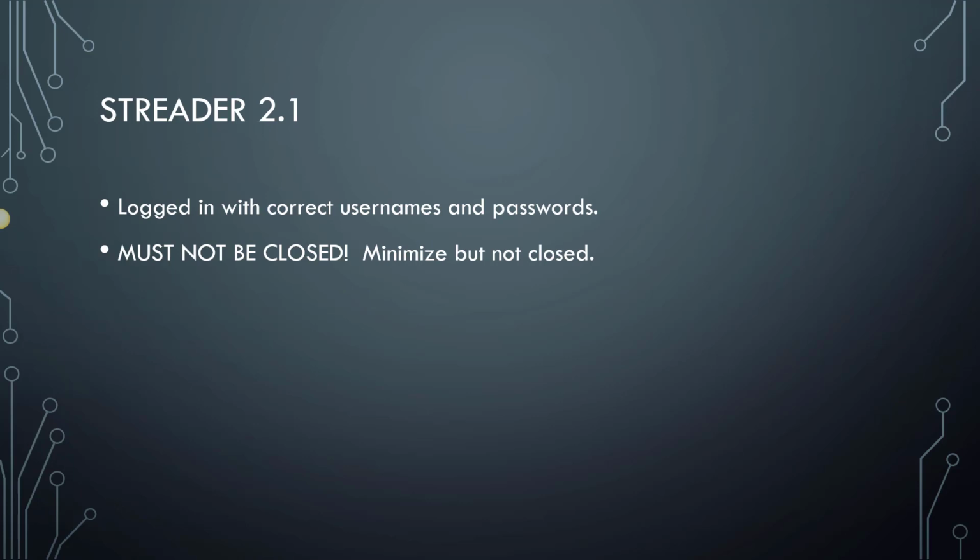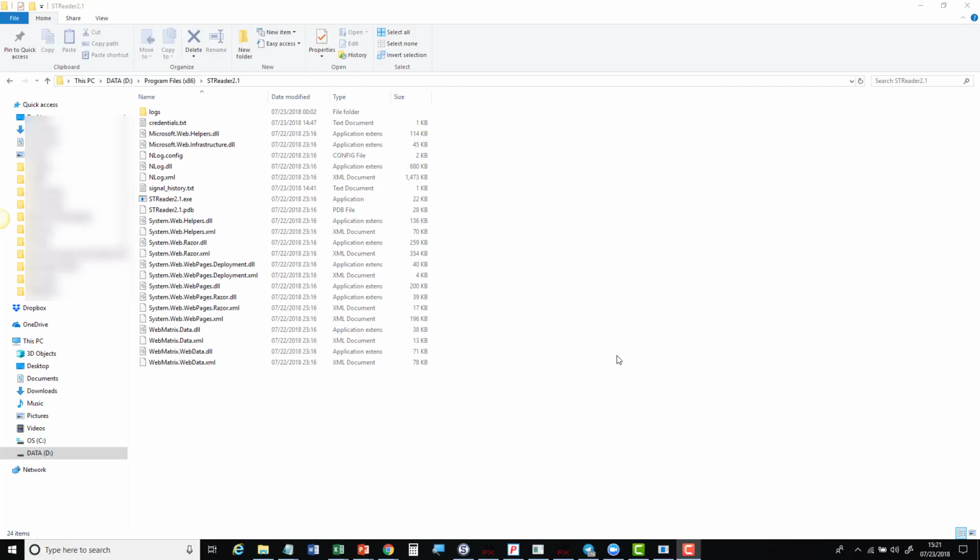you're going to have to do this extra step, and that is you need to locate the folder where you installed, or where the technician installed STReader 2.1. So here I have brought my folder up where I know where it's been installed. And what you're going to do is remove this signal history.txt file.